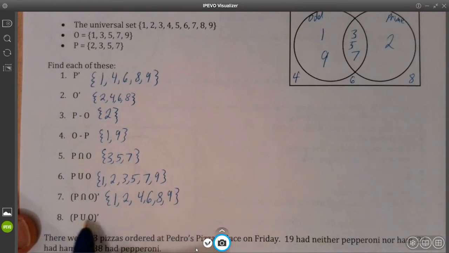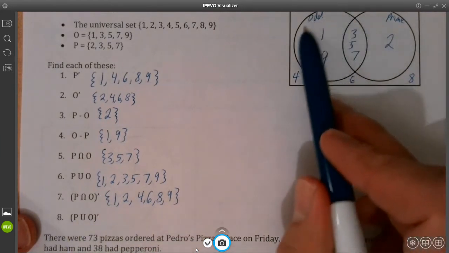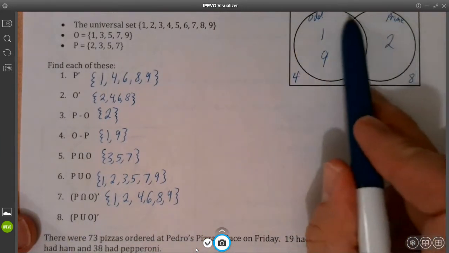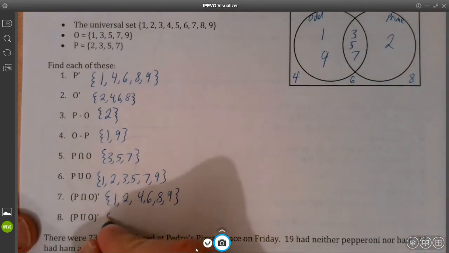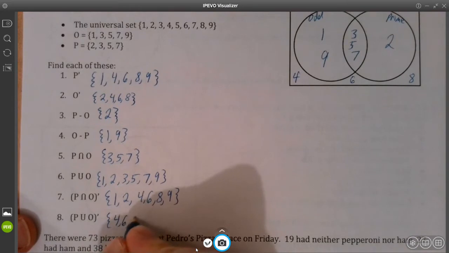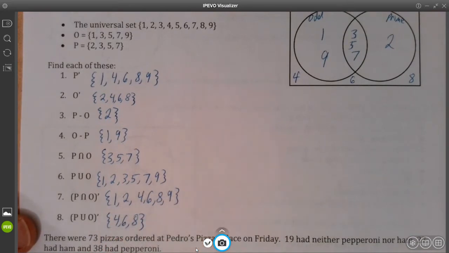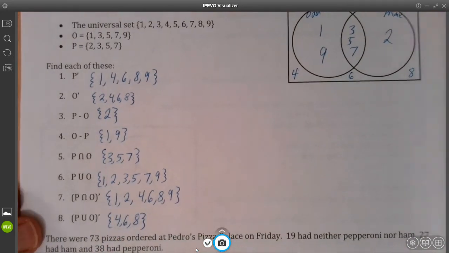All right, P union O, but not really. So P union O, that's this whole thing. But no, not those. It's the complement. That's actually the word for it. It's the complement of those. Okay, we have that first part out of the way. I hope we've gained some understanding there.